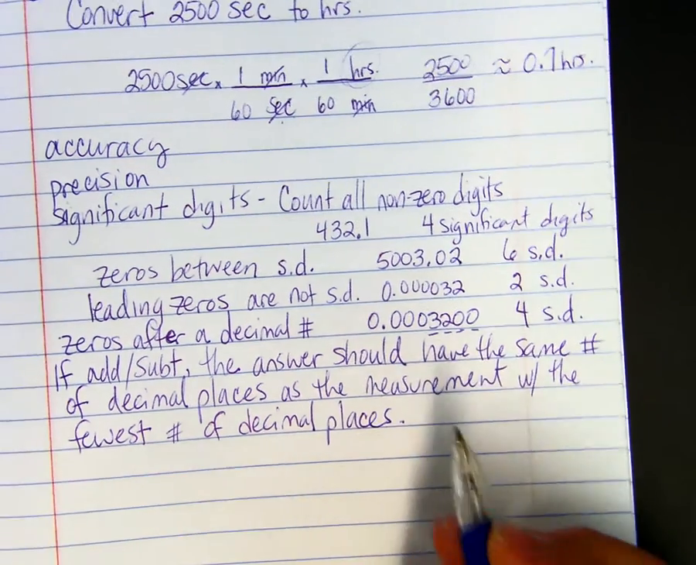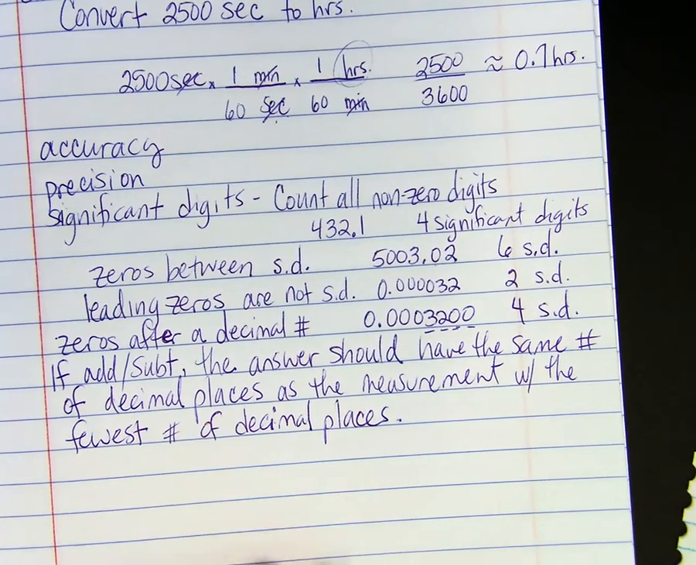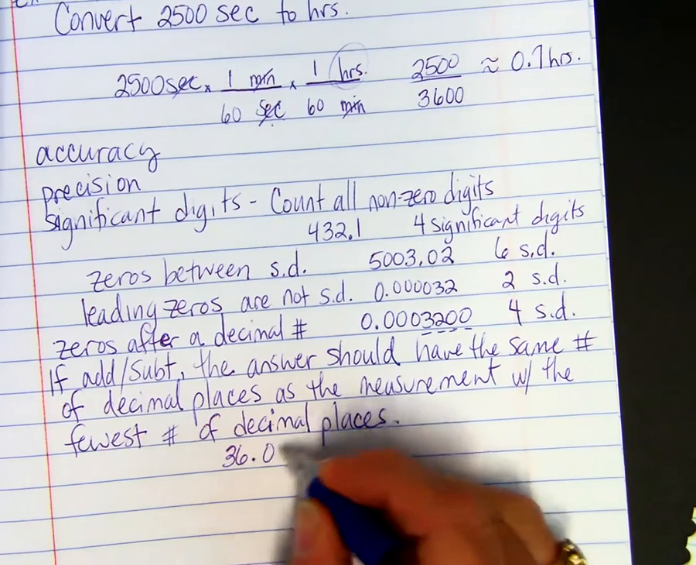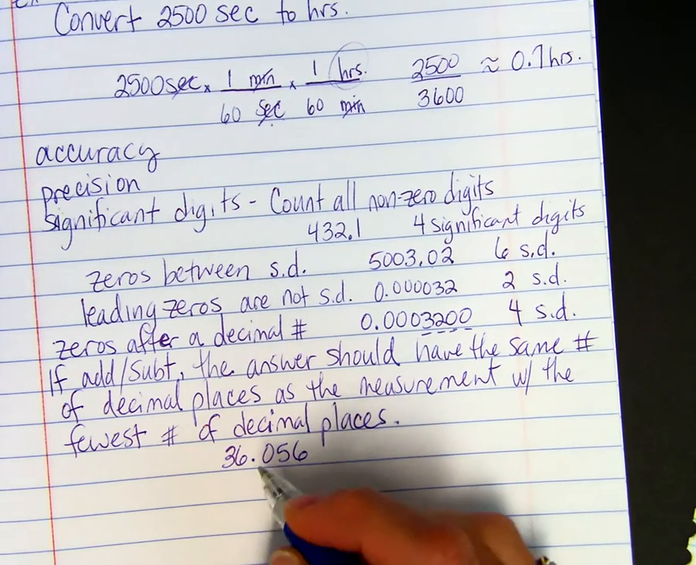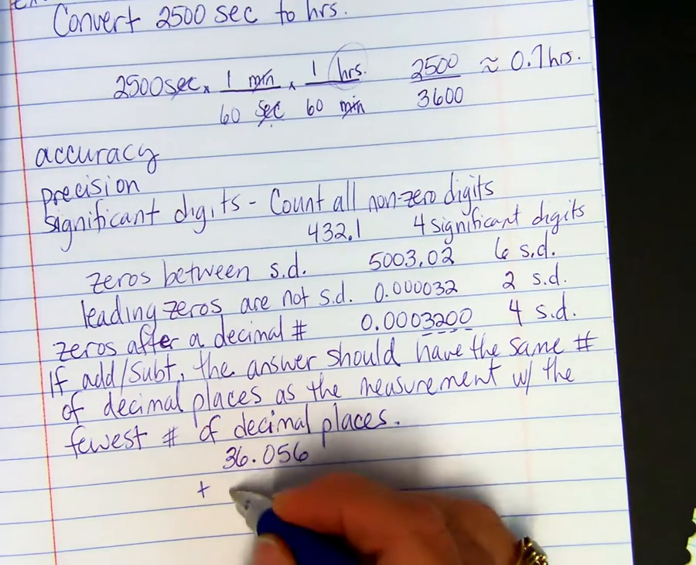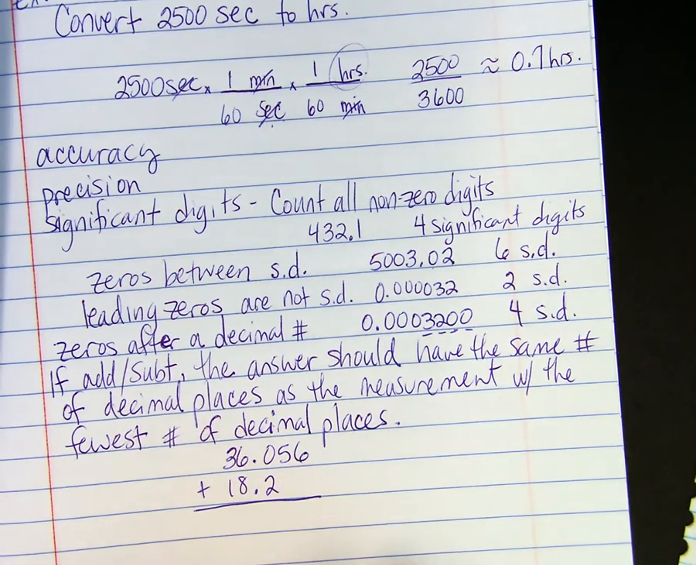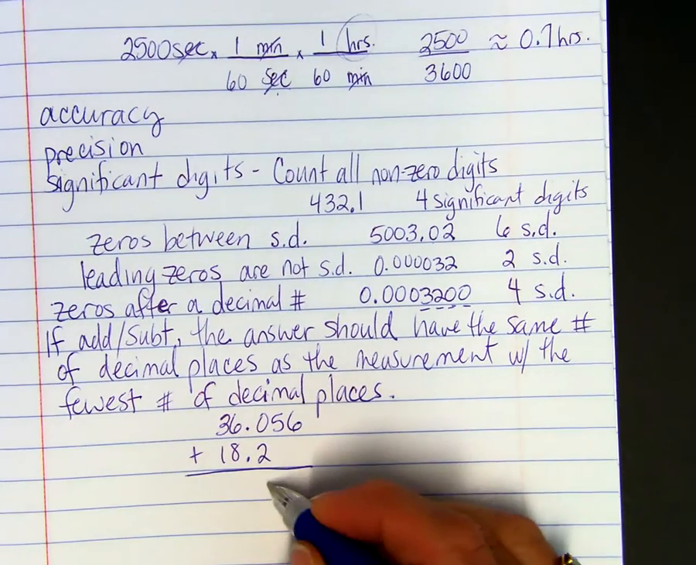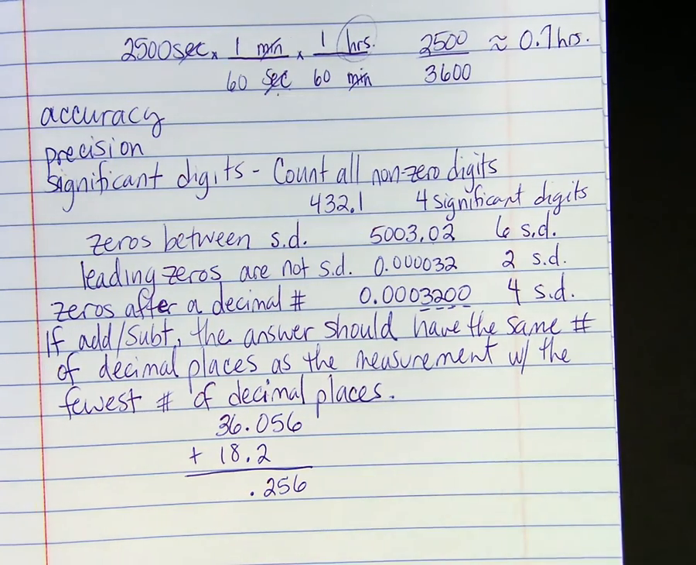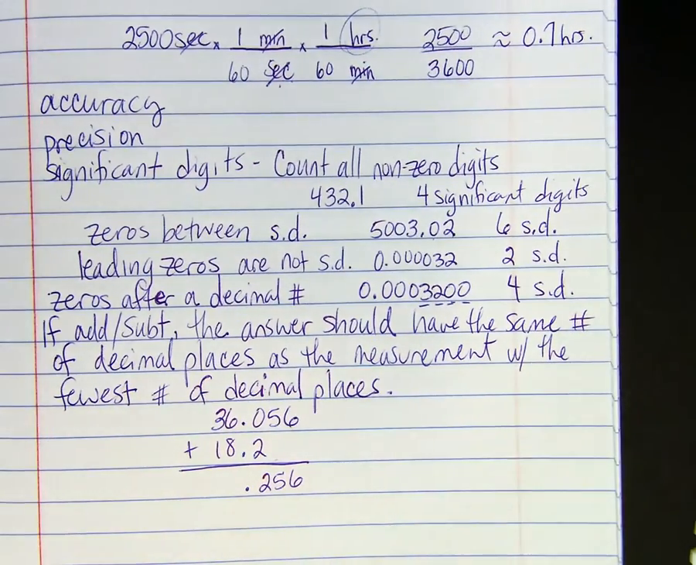I don't remember in all of my college years paying much attention to this, but you guys will need to if you're asked to on the homework. So for instance, 36 and 56 thousandths plus 18 and 2/10. When you add these, the answer should have the fewest number of decimal places as your addend. So it needs 1 decimal place for your answer.